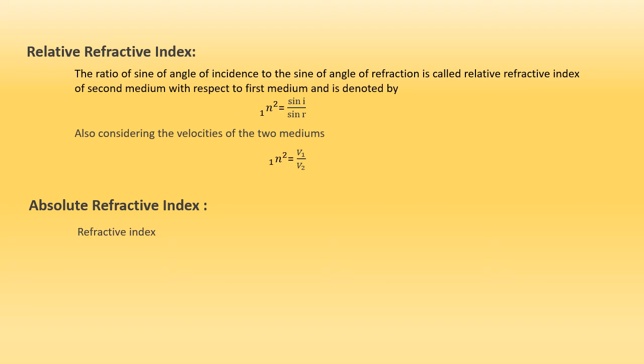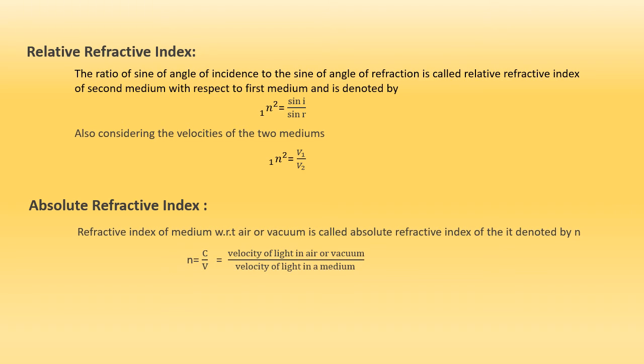Refractive index of a medium with respect to air or a vacuum is called absolute refractive index, and we can say that n = c / v, where c is equal to velocity of light in air or vacuum and v is equal to velocity of light in the medium. Now we'll see relative refractive index in terms of absolute refractive index.